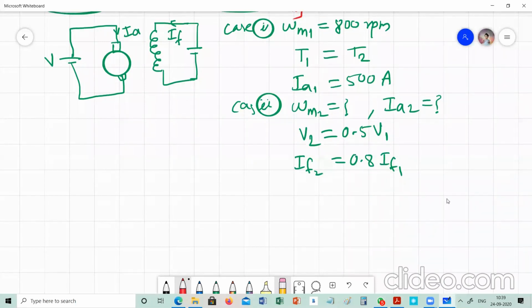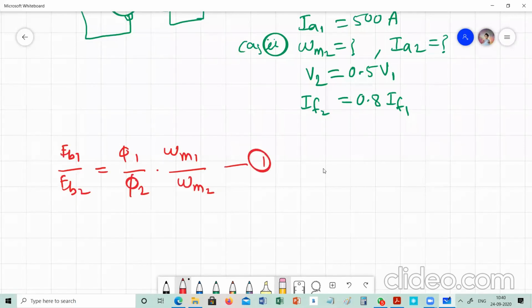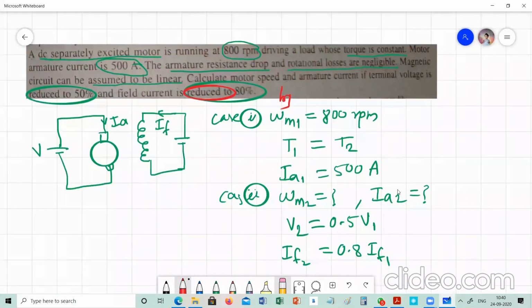Obviously if such two cases are given, then we will use the equation EB1 by EB2 is equal to phi1 by phi2 into omega m1 by omega m2. This equation we will use. Now to calculate EB1 or EB2, this information is helpful: the armature resistance drop and rotational losses are negligible.